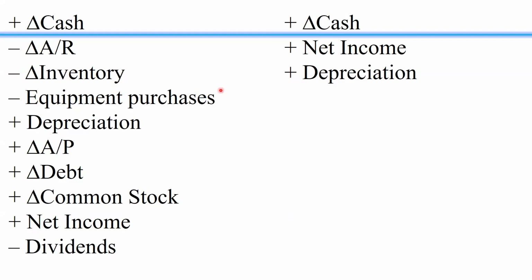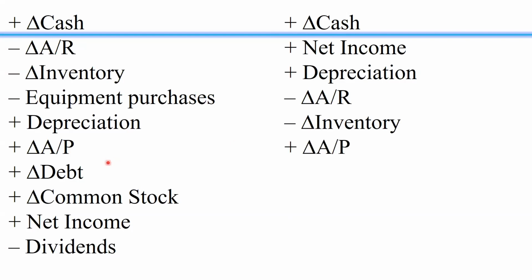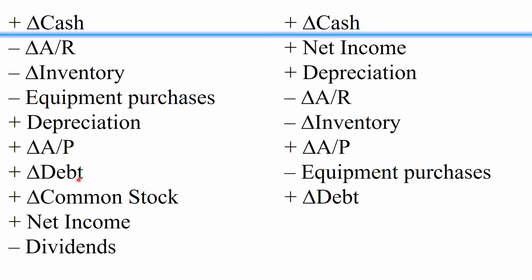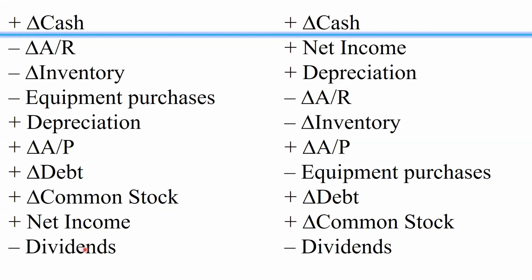All I'm doing is reorganizing the location of these items, but they're all still on the same side of the equals. Next, we'll subtract the change in accounts receivable, and we'll subtract the change in inventory. We'll add the change in accounts payable. We'll subtract equipment purchases. We'll add the change in debt. We'll add the change in common stock, and we'll subtract dividends. Okay, so from the left-hand side to the right-hand side, the only thing we've done is reorganized the ordering of each of these items.